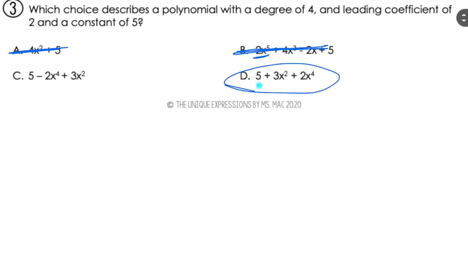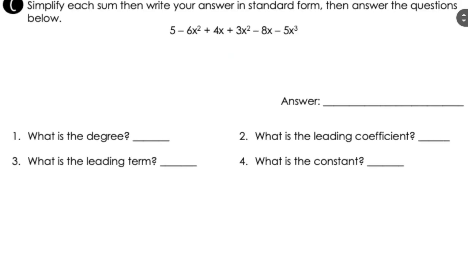All right, so if you're working from the worksheet, we're going to flip the page over, and we are going to look at part C. So it says simplify each sum, then write your answer in standard form. And we're going to answer the questions below. This is the most amount of terms that we've seen so far on this worksheet. We have to combine the like terms. We can't just leave it like this. It's just too messy. So when we're answering this question, we need to write it in standard form.